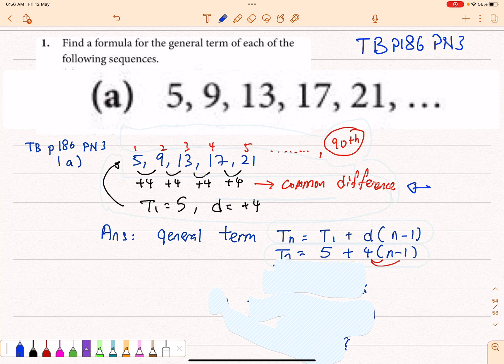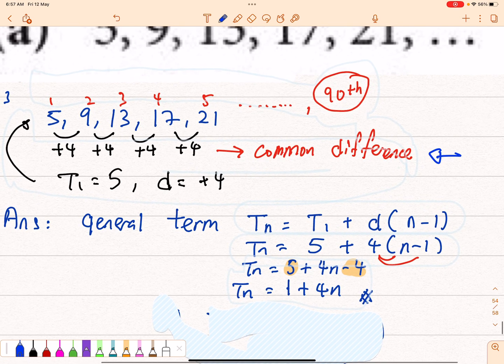Now we want to simplify our answer. So what I do is I see a bracket, I will expand the bracket. Expanding the bracket, I will have 4 times n, 4n. 4 times minus 1, minus 4, right? Now next, I want to simplify the numbers. Look at the 5 and minus 4, they are the numbers. So you can group these two together, and you will get 5 minus 4, which equals 1.